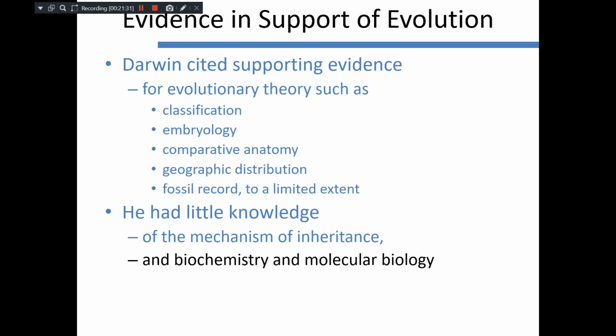Evidences in support of evolution come from various branches, even from taxonomy, embryology, comparative anatomy, biogeography, the distribution of animals and plants in the world, then fossil records, biochemistry, and molecular biology. All those things give us some input with reference to the evidences which are in support of evolution. So here we will try to understand these evidences one by one.